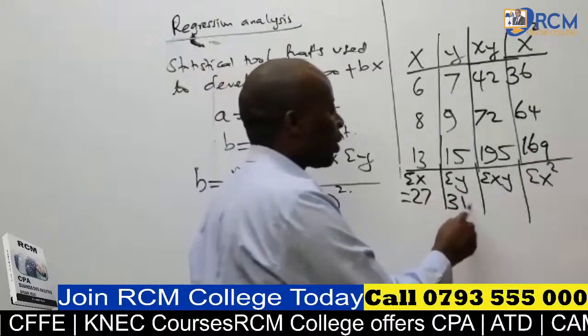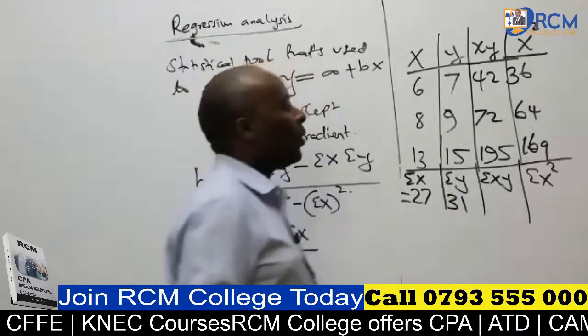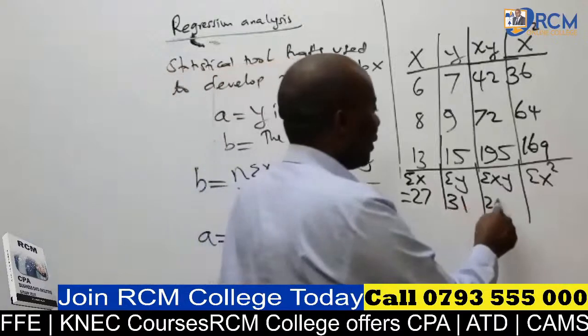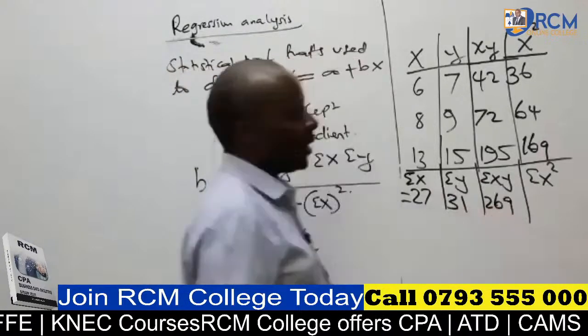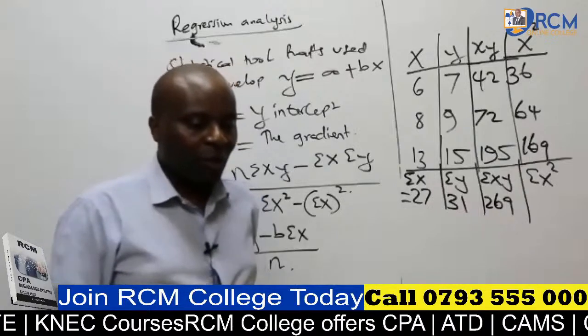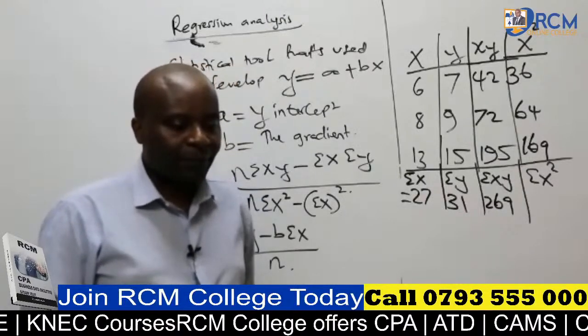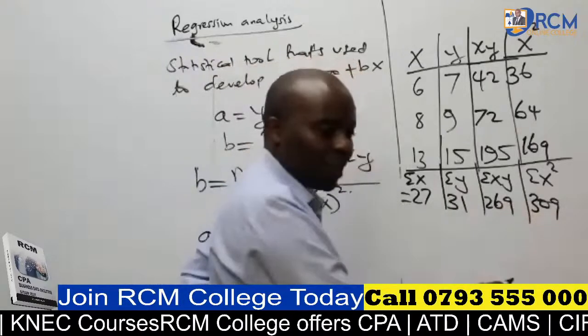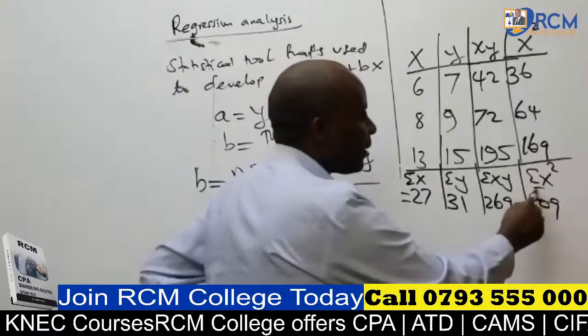Thank you very much. How about the third one? Summation of xy. Sharon tells me it is 269. Summation of x squared. What do we have under summation of x squared? 309. Thank you very much. So remember that these are summations like that.